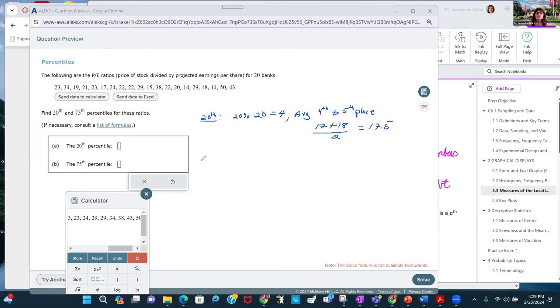And then for the 75th percentile, you take 75% of 20. So that's 3/4, so that's 15, right? So again, that's an integer, so you're going to average the numbers in the 15th and 16th places.